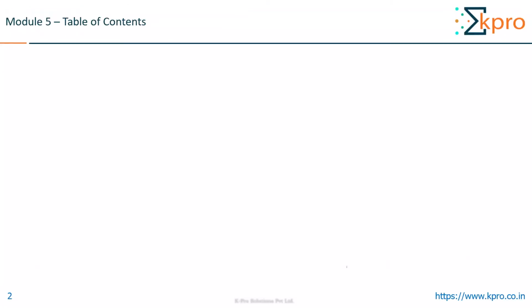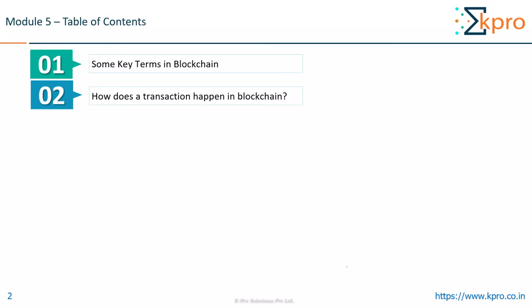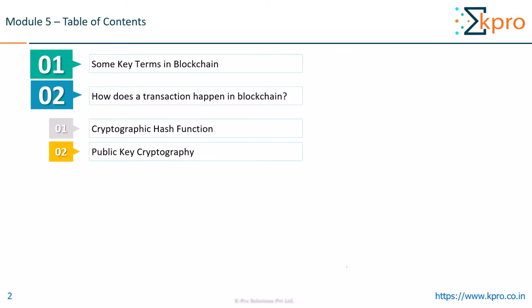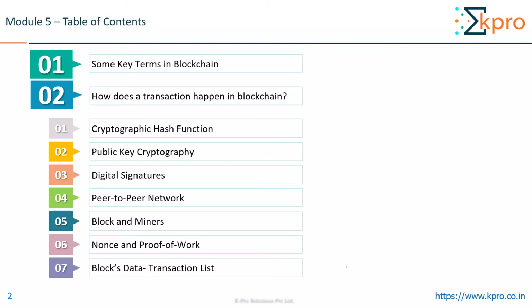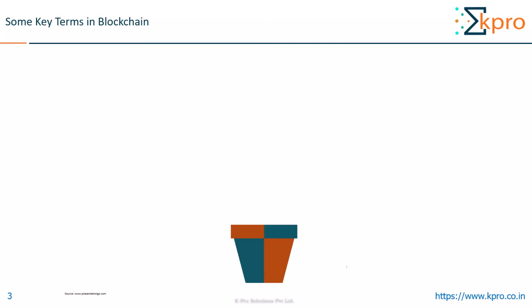So the topics we'll be covering in this video are: what are some of the key terms that we use in blockchain? How does a transaction happen in blockchain? Which will include what is the cryptographic hash function? What is public key cryptography? What are digital signatures? What is a peer-to-peer network? What are block and miners? What is nonce and proof of work? What is the block's data, that is the transaction list, and what do you mean by the mining reward? So let us start with what are some of the key terms that we use in the blockchain technology.